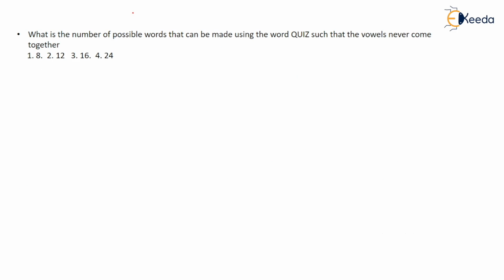So here is a question: what is the number of possible words that can be made using the word quiz such that the vowels never come together? So vowels never come together means what? There are four letters. So I can arrange them in four ways. So 4 factorial, 4 into 3 into 2 into 1, that is 24. And the vowels never come together. So how many vowels are there? Two vowels are there. So if I separate those cases where vowels come together, I can get those cases where vowels never come together.